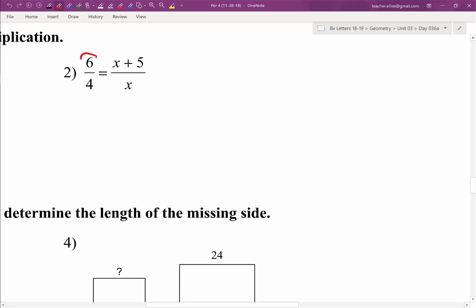Alright, so what was your answer? That's a cross multiply. So 6 and x, and then 4 and x plus 5. First, what you're gonna want to do is write it up. So 6 times x would be 6x.